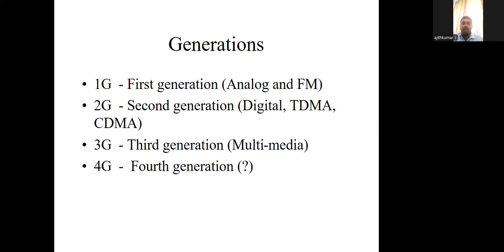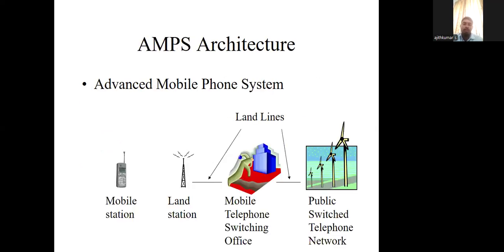1G is based on analog and FM. 2G is based on digital TDMA, CDMA. 3G is based on multimedia. See the AMPS architecture. First the mobile station goes to the land station, then upward to the mobile telephone switching office, then they go to the public switched telephone network.